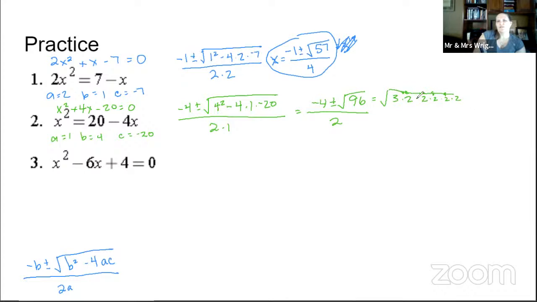And now I need to find some pairs to get married and move out of this house. So I've got a pair of 2s right there and a pair of 2s right there. So that's going to equal 2 times 2 radical 3 times 2, which is 4 radical 6. I hope you can see that. My 2s got married and 2 became 1. There you go. That's the first one.